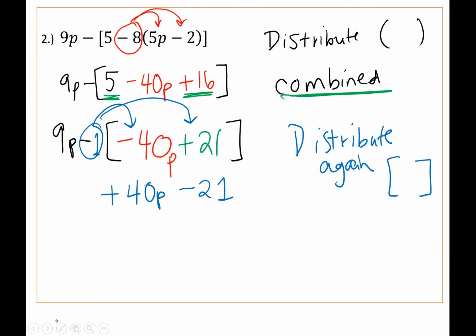No more square brackets. We're almost done. All that's left to bring down now is that 9p. I have done nothing with that yet. Okay, remember before how we distributed and then we combined? Then we distributed again. Now we get to combine again.